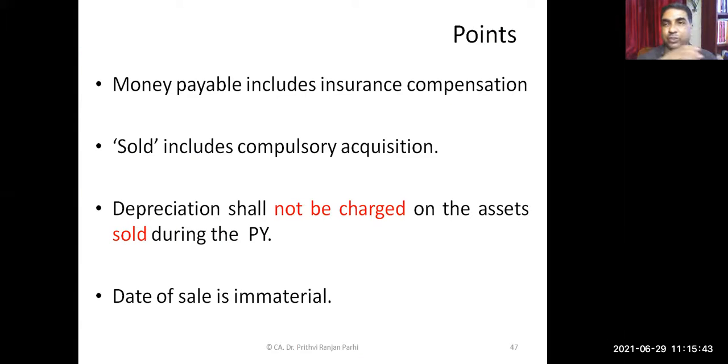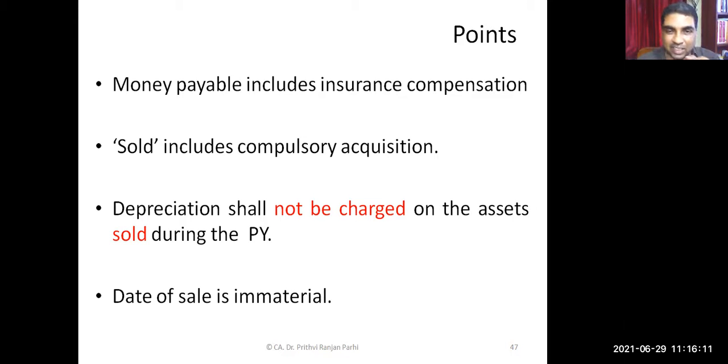A few more points you have to remember relating to depreciation. We'll be using that concept to compute depreciation. Here, when we say money payable, that is, when an asset is sold, we use this word money payable. It includes insurance compensation. Sold also includes compulsory acquisition.